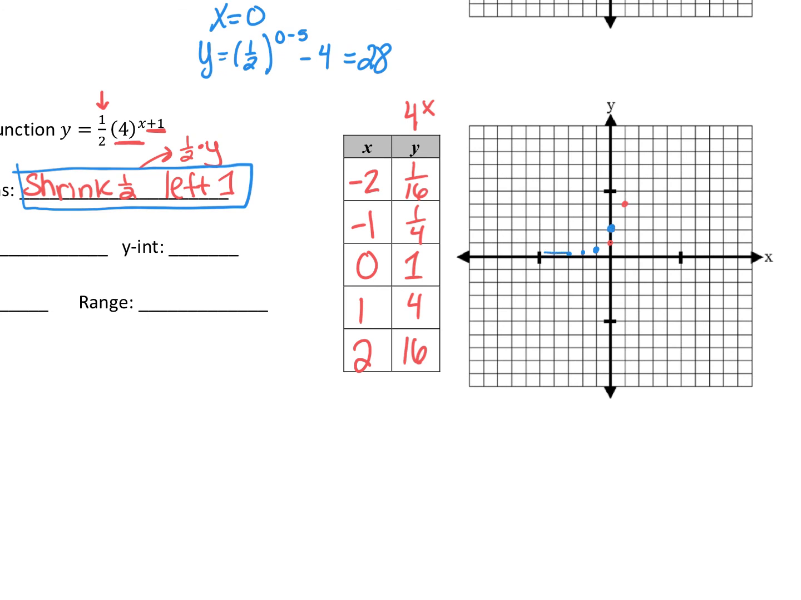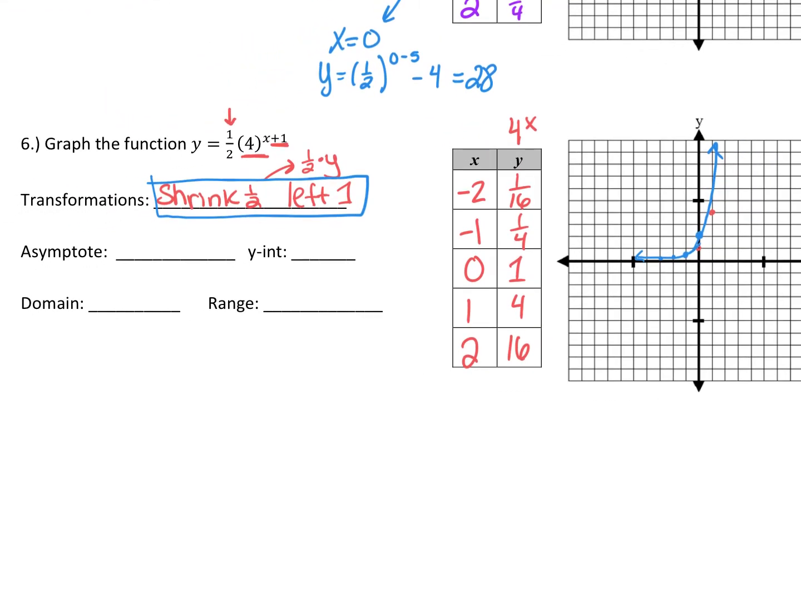So now my graph would look like this. So I can see that my domain will always be the same. I didn't have any up or down shift, so I know that my asymptote is at 0, meaning my range is 0 to infinity. And I can see that my y-intercept is at 0, 2.